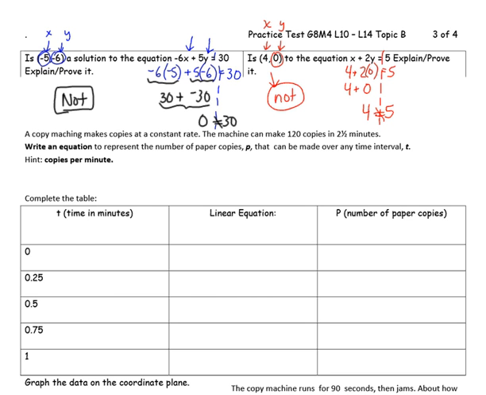So when it says to explain and prove it, you want to substitute the x and the y value, simplify both sides of the equation, and see if they are equal.